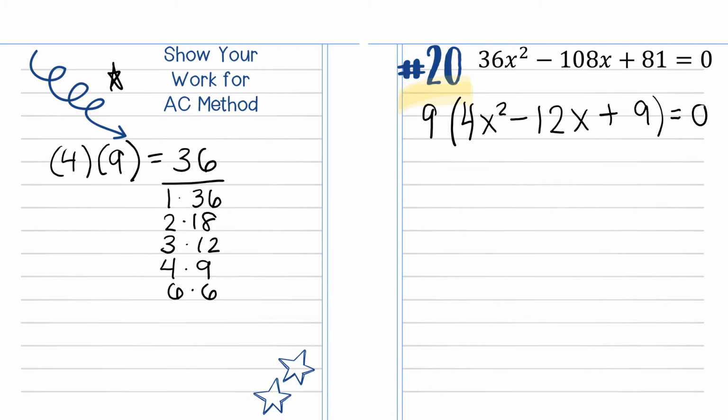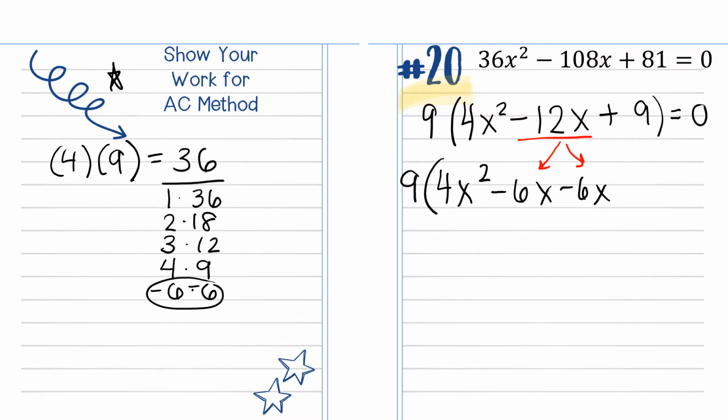So 6 and 6 are both going to add up to 12. Because I need it to be a negative 12, I would need both of these to be negative. I can confirm that they're still going to multiply to a positive 36. Now I can go ahead and break my b term into those two factors. So I still have 9 on the outside. Then I have 4x squared. But now I'm going to take this negative 12x and break it into minus 6x, minus 6x, and then I'm going to keep going with my problem, plus 9 equals 0.